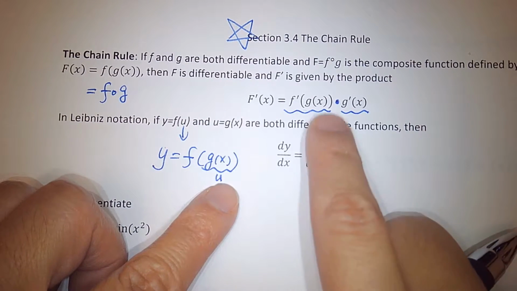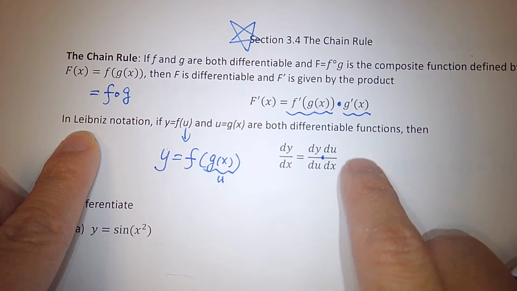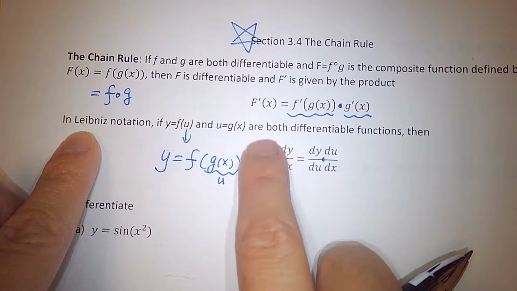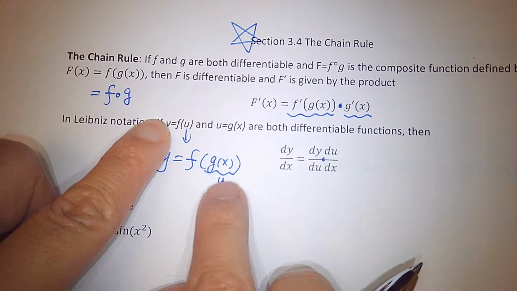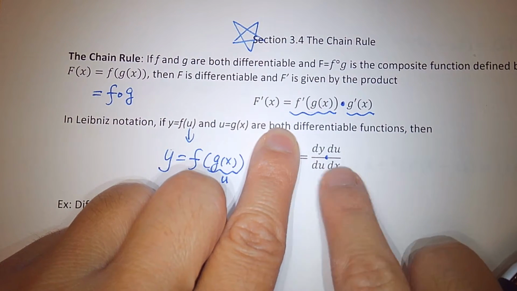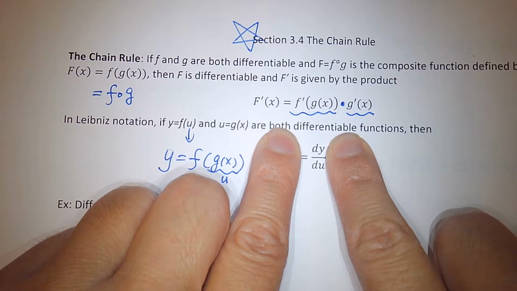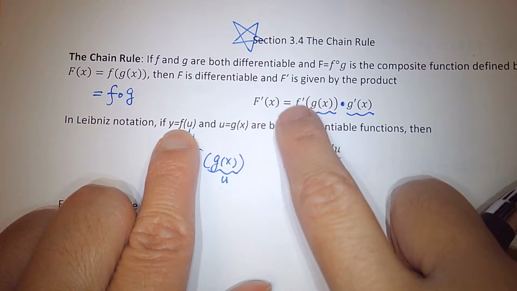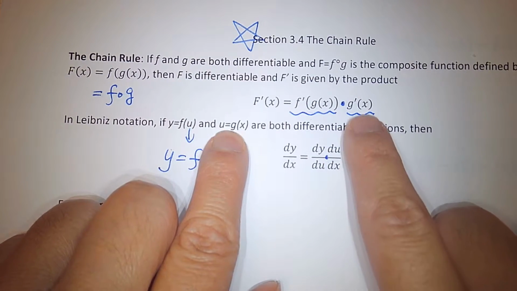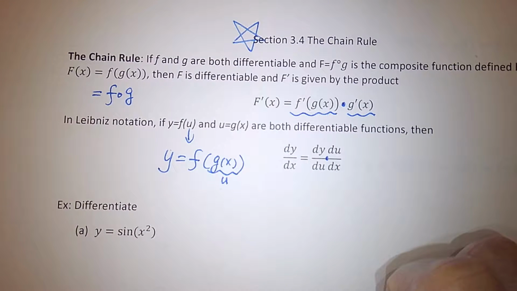See, Leibniz notation is just using a different notation to describe the chain rule, but are they the same? They are equivalent. You see, dy over dx is the derivative of y with respect to x, and it's defined by a product. What kind of product? dy over du is the derivative of the outer function, which is f prime. du over dx is the derivative of the inner function g. So they are the same thing, just different notation. Do you see that, everyone?